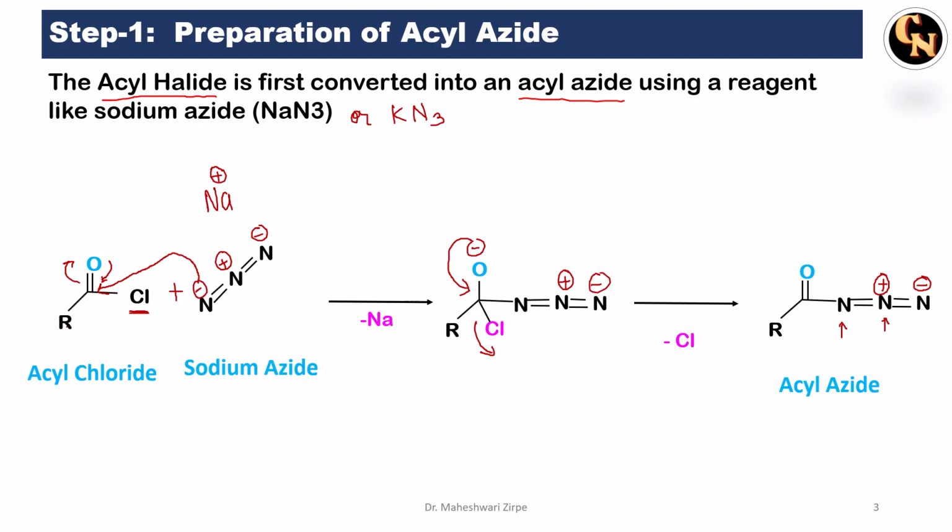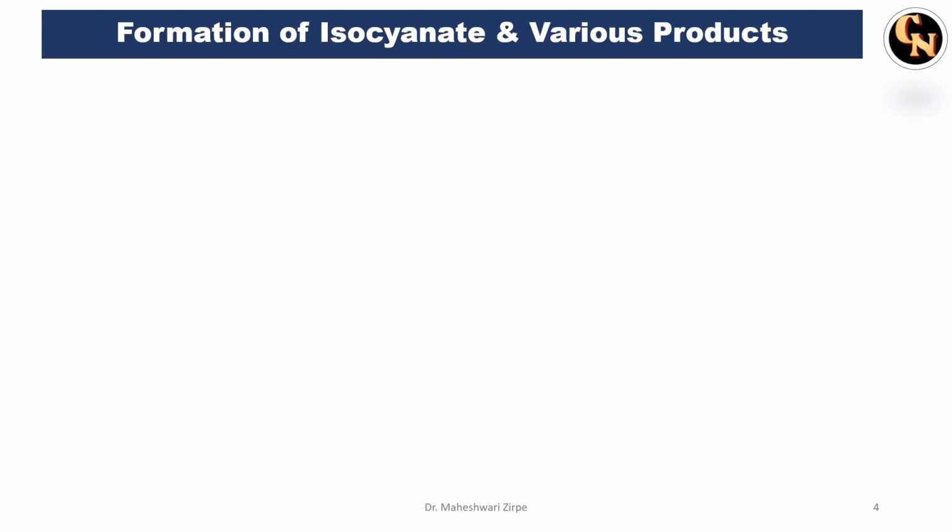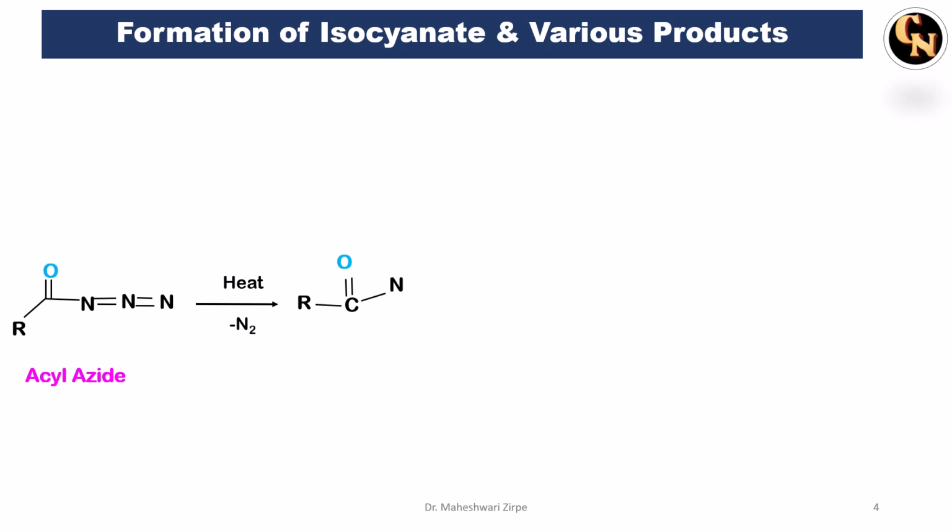Now next is, we will see how acyl azide is converted into, okay, let us see the next thing, how to prepare isocyanate. Then the second step is formation of isocyanate, in which the acyl azide, that is R C double bond O N3. So N3 we can write in this way, that is, center nitrogen will carry positive charge, terminal nitrogen will carry negative charge.